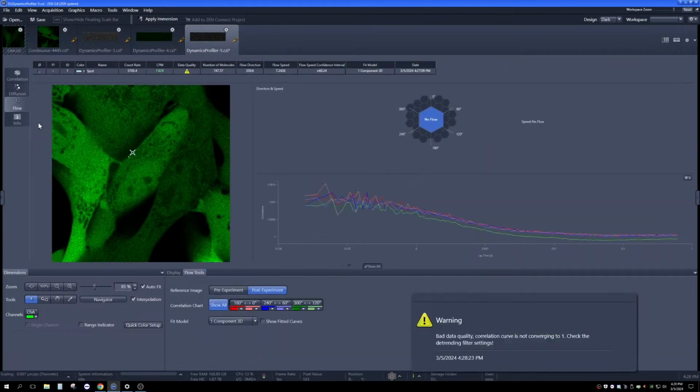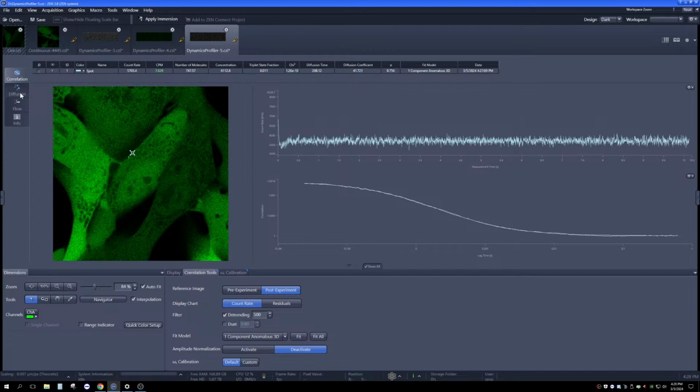And again, you'll be able to see flow data if you have flow, whether or not you intended to collect flow data, right? You're always going to be able to look at all these analysis options, but as expected, no flow here. We don't have active flow across a membrane or anything, and so we shouldn't get a directional result of that, and we don't. So that's a quick summary of the correlation and diffusion tabs of Dynamics Profiler and how easy it is to use on living systems.